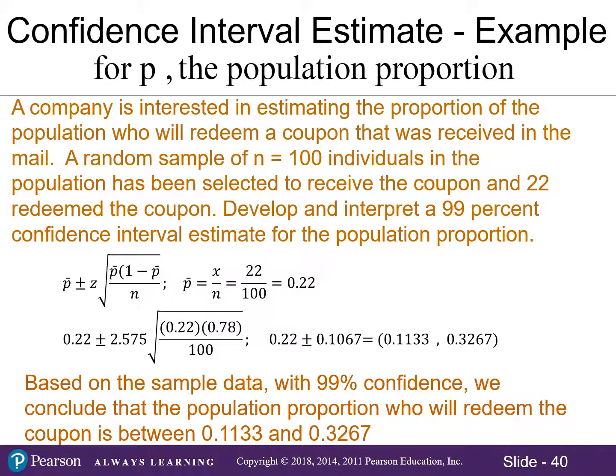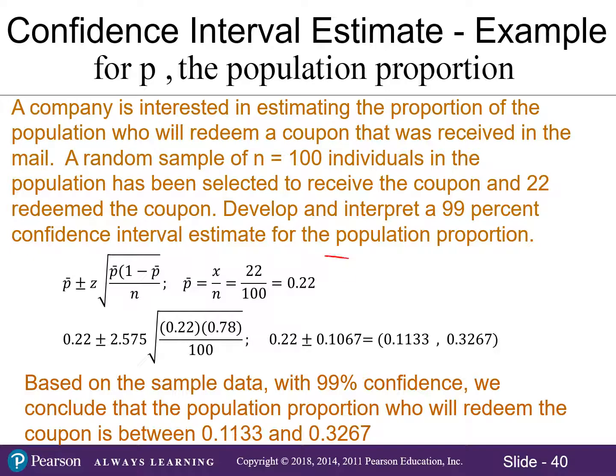All right, so suppose we have a company that's interested in estimating the proportion of a population who will redeem a coupon that they offer in the mail. This is a typical use of this. These are called mailing studies. A random sample of 100 individuals are being selected to receive a coupon, and 22 of them redeem that coupon. 22 out of 100 is 22%. Anyway. Develop and interpret a 99% confidence interval for the estimate of the population proportion.